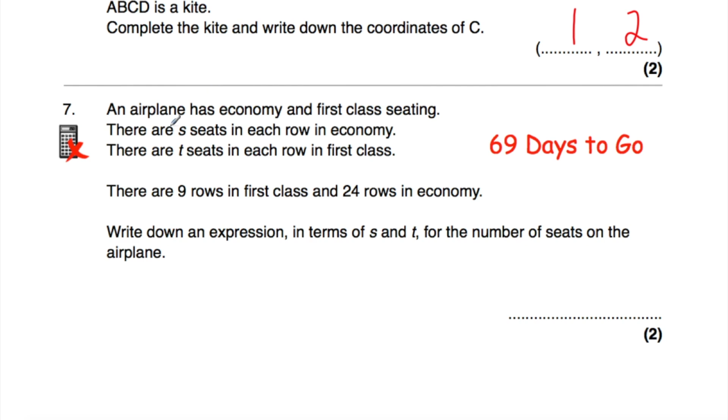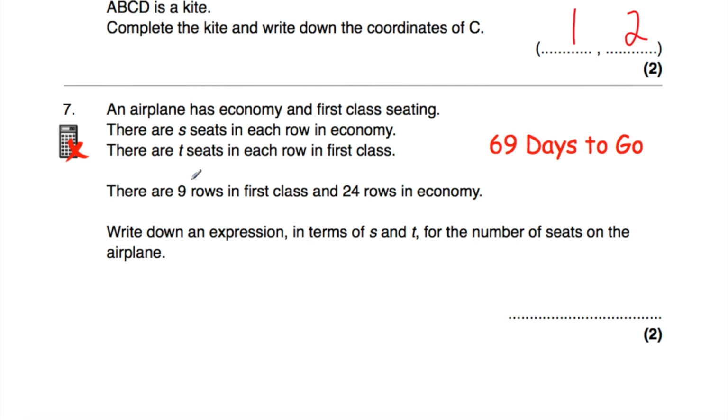Okay, question number 7. Question number 7 says an airline has economy and first class seating. There are S seats in each row in economy, and there are T seats in each row of first class. There are 9 rows of first class and 24 rows in economy. We're to write an expression in terms of S and T for the number of seats on the plane.